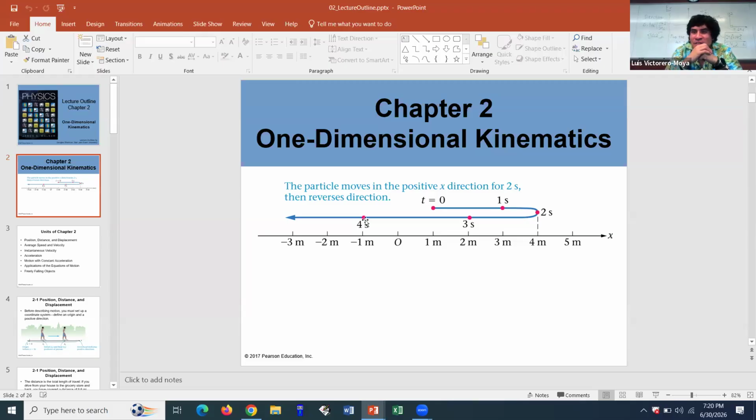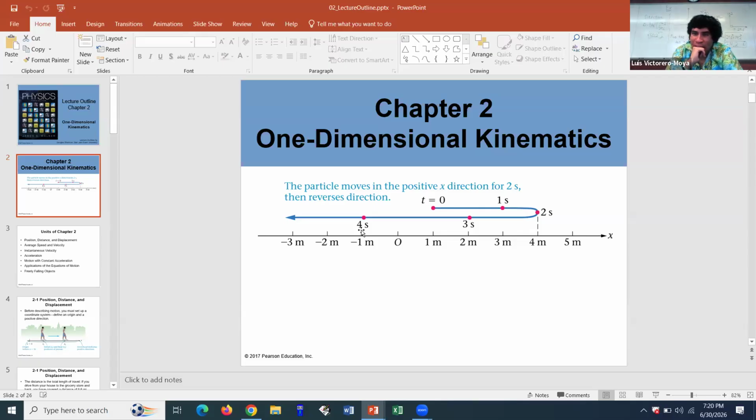Now I'm going to show you with this what's the difference between distance and displacement. So position is where it started, this point and this point. The distance is all this that it traveled. So from 1 to 4, that's 3 meters, 4 meters. So 5 plus 3, 8 meters. So the body moved 8 meters. 3 to the right, 5 to the left. That will be your distance.